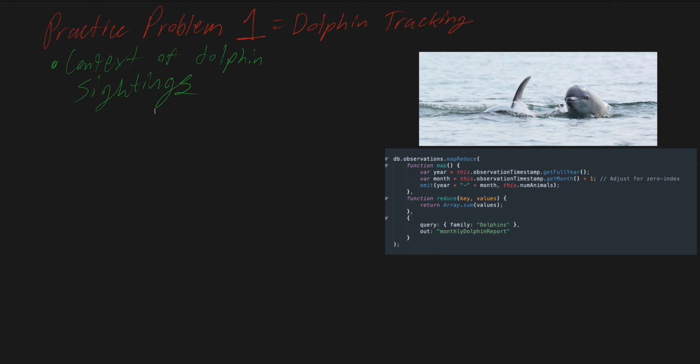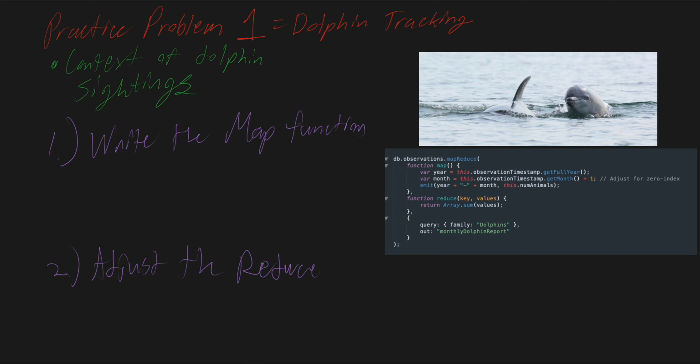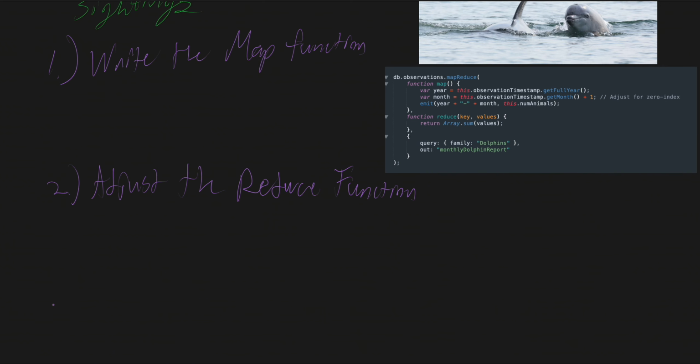And so for our following steps, I also have the JavaScript function over here, and we'll be able to go further in depth. But to give the steps: one, we need to write the map function. Two, we need to adjust the reduce function. And three, we also need to modify the query parameter.